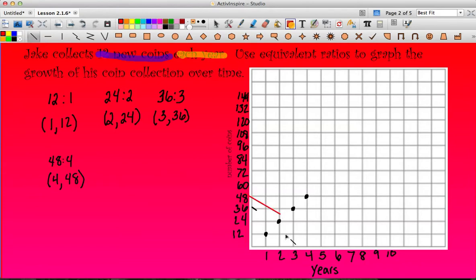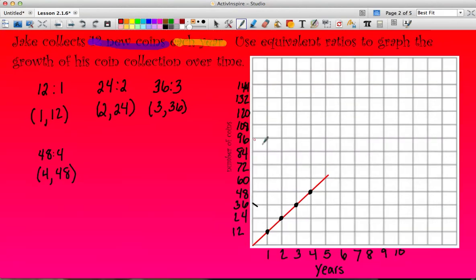And you can use a ruler and a pencil, it'd probably be better for you. And we do want to start at 0. So if we have 0 years, we would have 0 coins collected. Okay, and then we start and we go through the middle of each of these. Now, I want to go past just to show what my prediction would be. And then typically what we like to do is put an arrow on here to show that it would continue to grow upward.